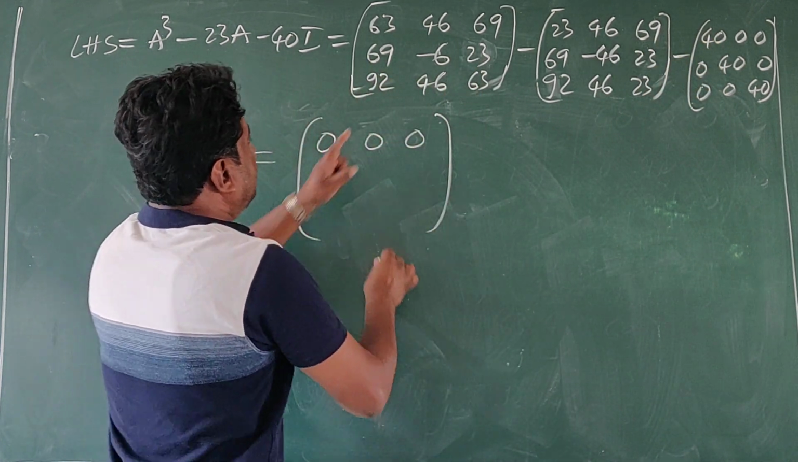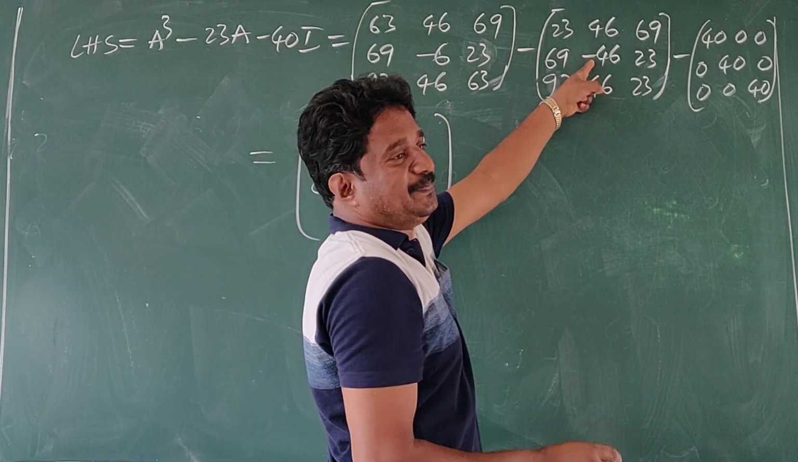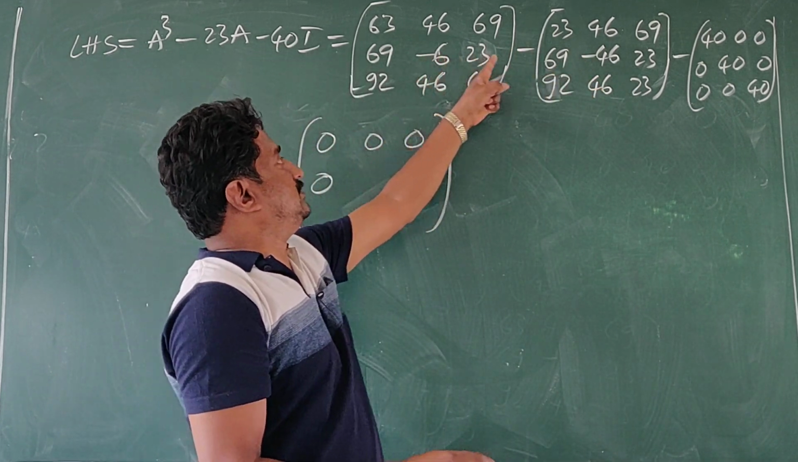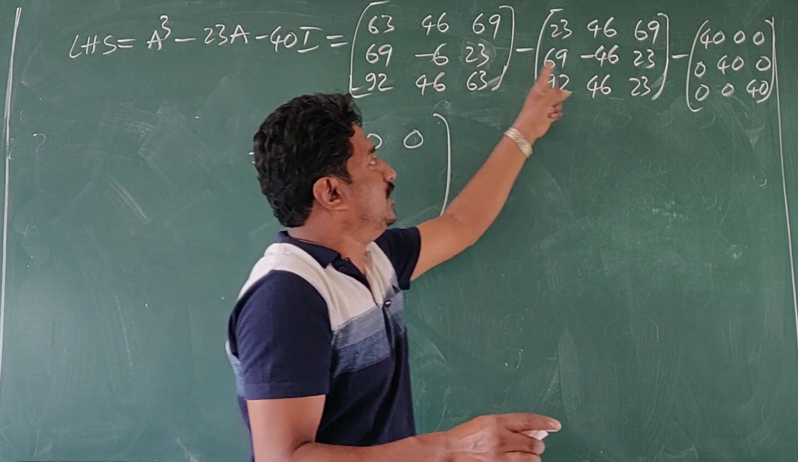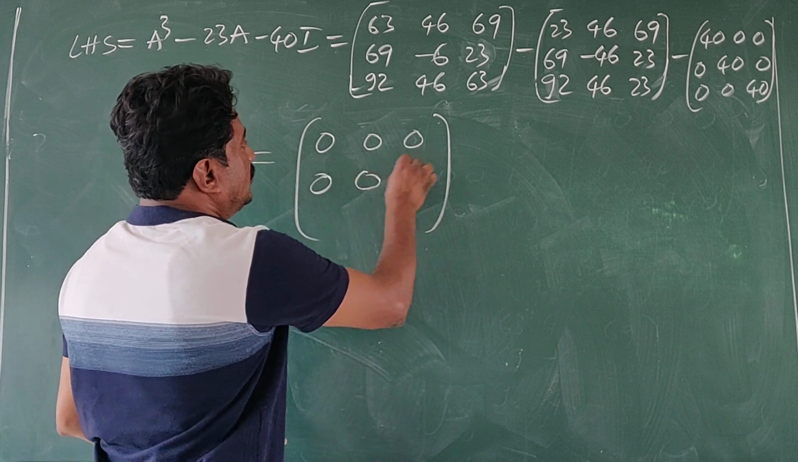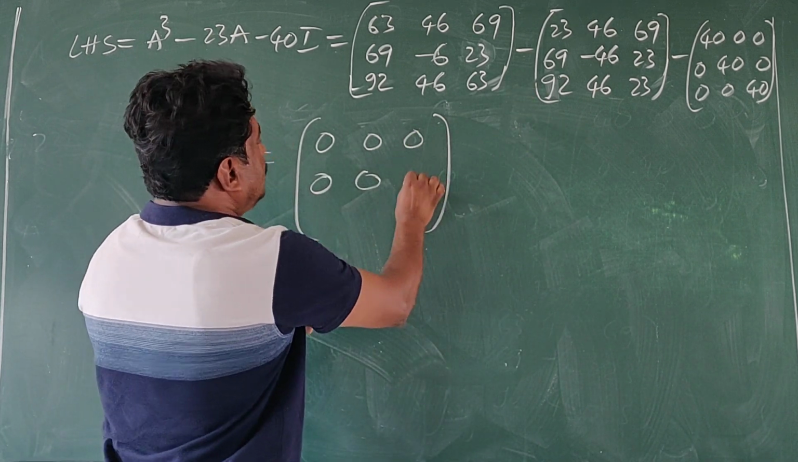69, same. Minus 6, minus into minus plus. 46 minus 6, 40. 40 minus 40, 0. Similarly, so you get 0.